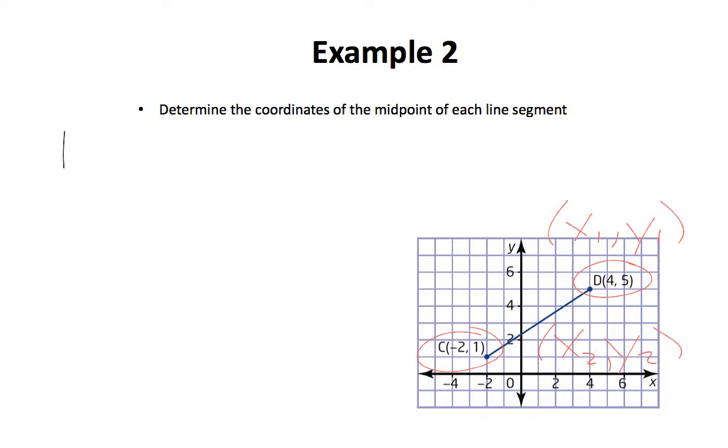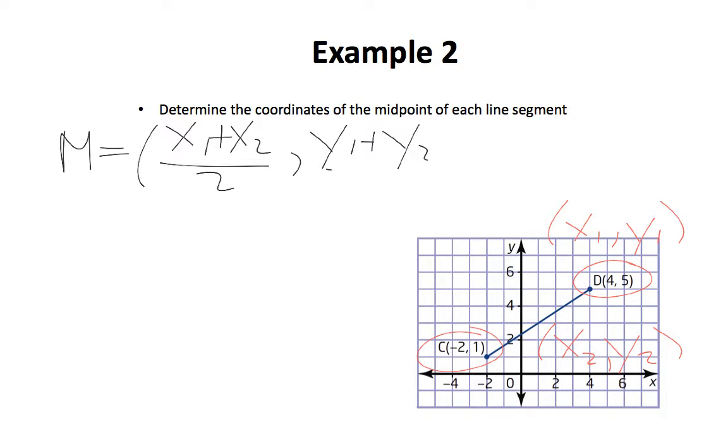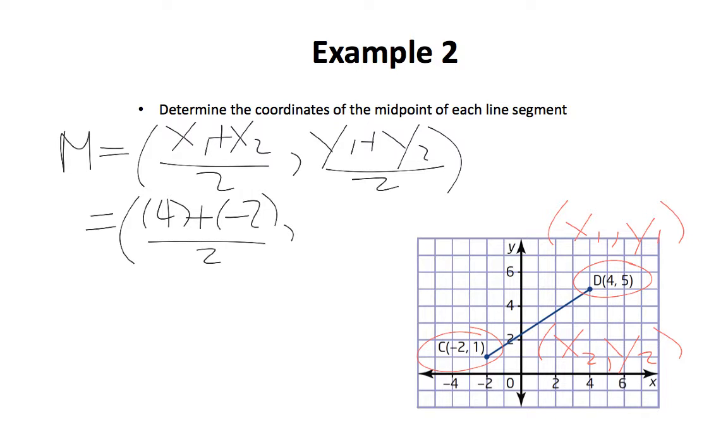Let's begin with our equation for midpoint, which is x1 plus x2 divided by 2, and y1 plus y2 divided by 2. Our next step would be to substitute in our known values. I know that x1 is 4, and x2 is -2. I also know that y1 is 5, and y2 is 1.